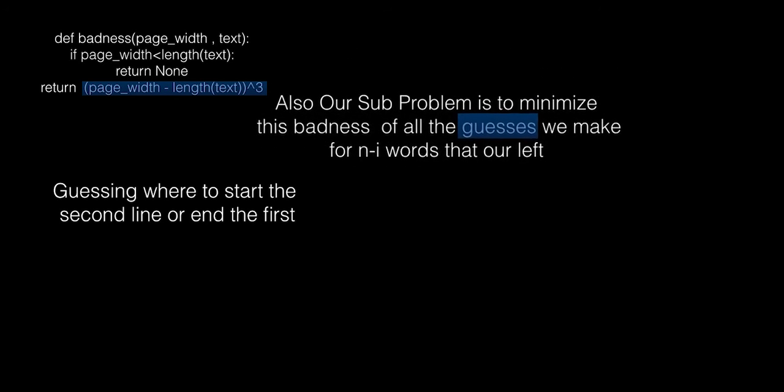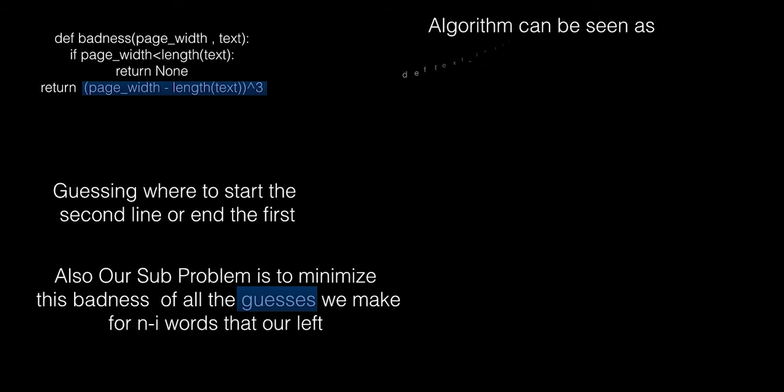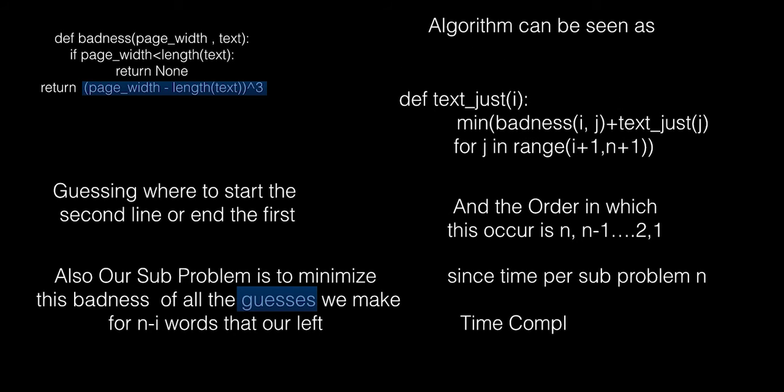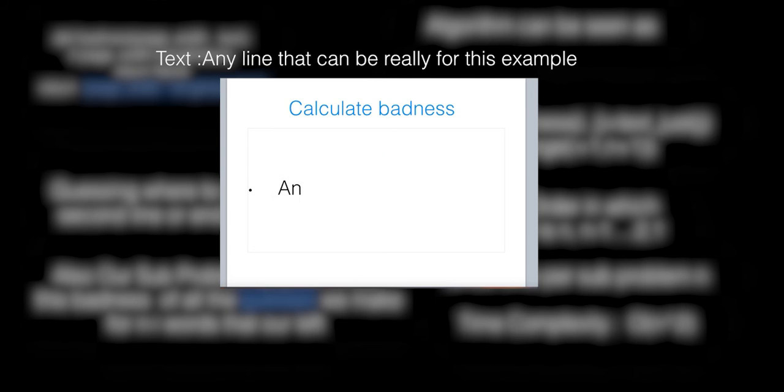Also here we have to guess where to start the second line. Using recurrence, we can call these subproblems down to n, then n minus 1 and n minus 2, and see how good the lines are based on the badness. This is guessing at first, and then based on the badness, we choose one from those guesses. Since there are n subproblems and guessing takes n time, the time complexity is theta n squared in this case.